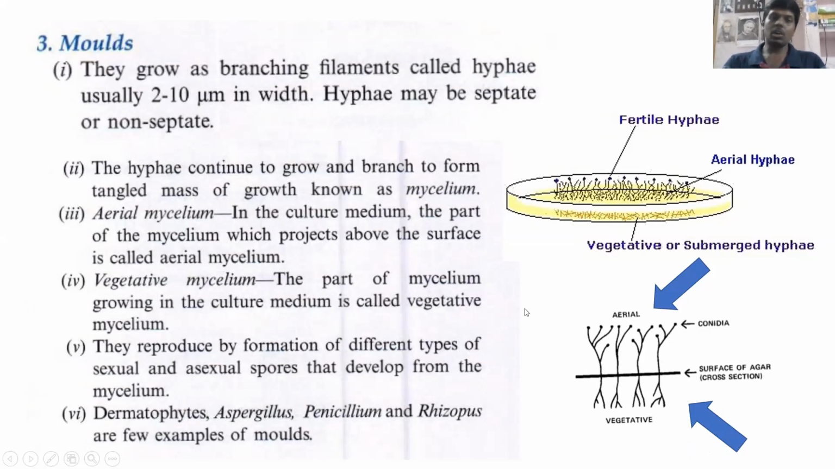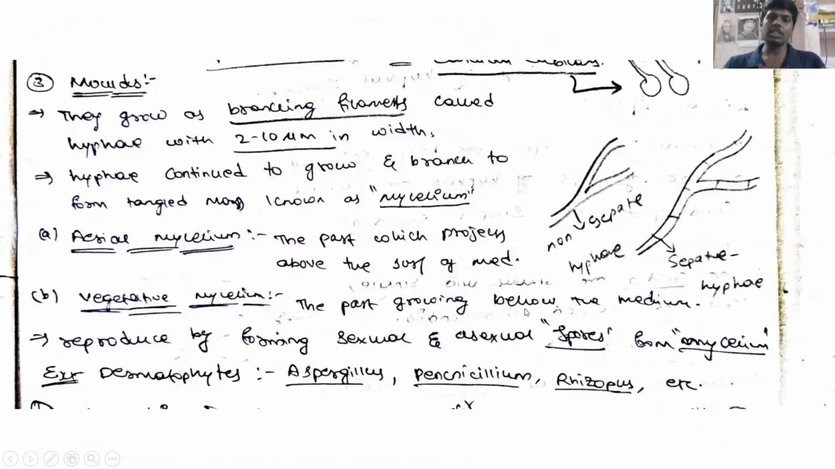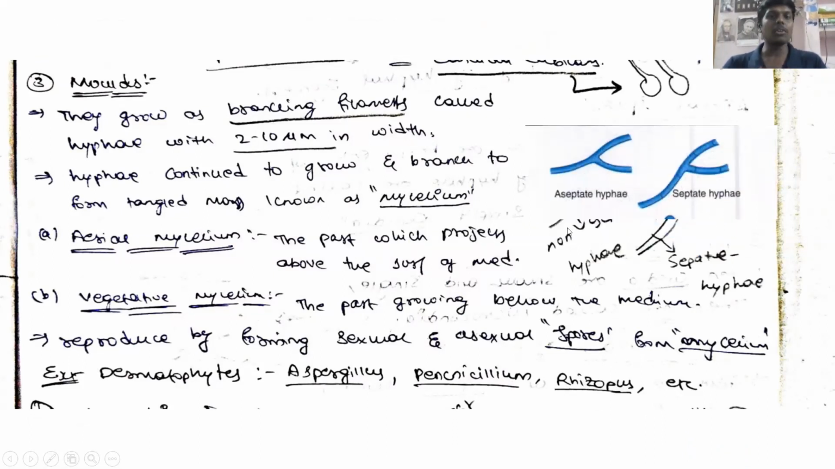Okay. So this is my molds notes. You can refer to that. As I said, this hyphae can be either septate hyphae or non-septate hyphae. So this is septate hyphae and this is non-septate hyphae. I already shared notes with you. You can go through it and the textbook.